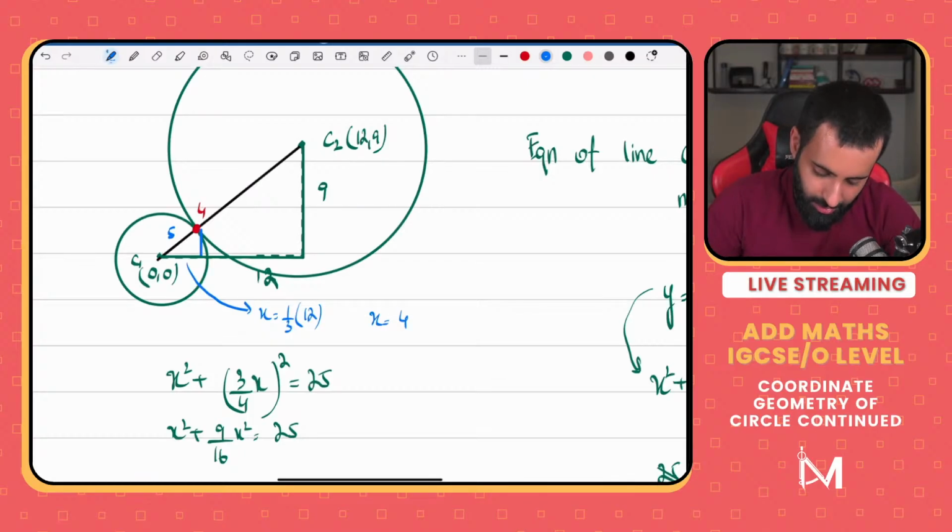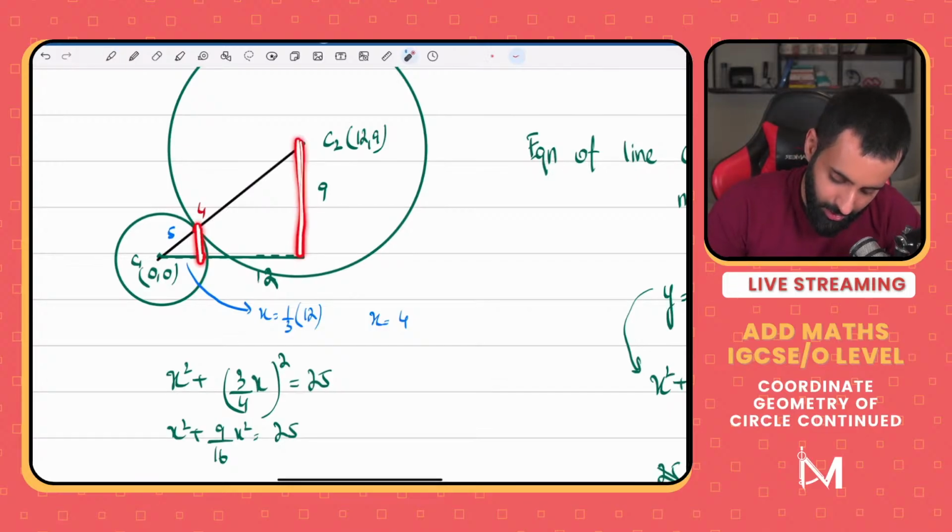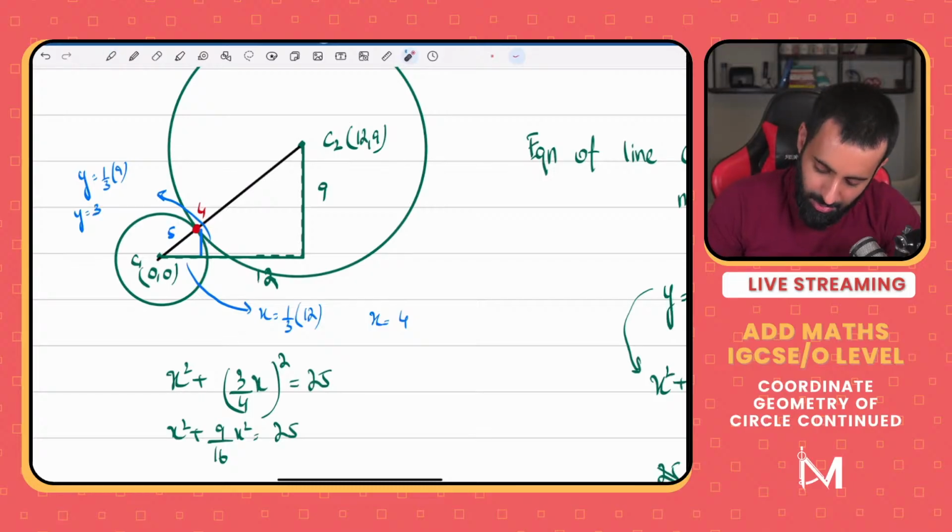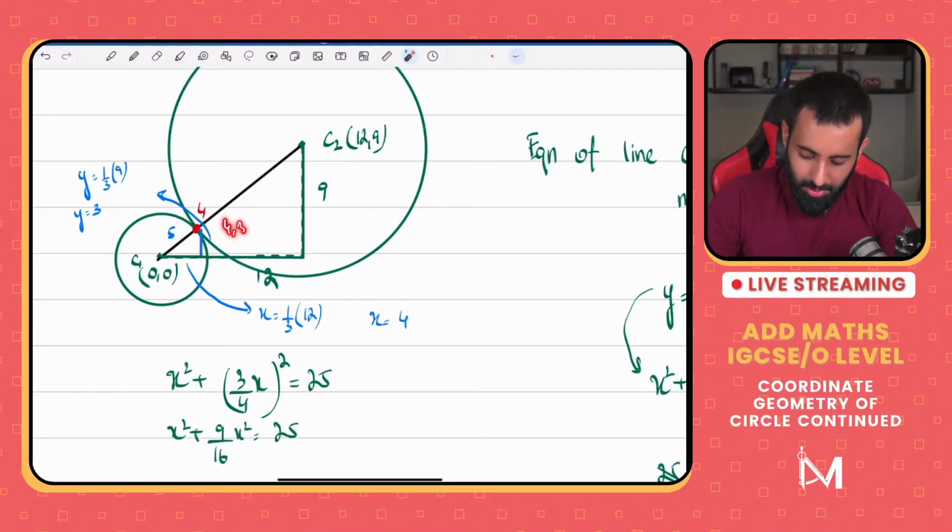And then this length will also be 1/3 of this length. Let's call this y. So y will be equal to 1/3 times 9, which means y is equal to 3. And now you can see, because we have x equals 4 and y equals 3, and we're starting from 0, if I move 4 units right and 3 units up, we will have the coordinates of the point of intersection, which is 4 comma 3.